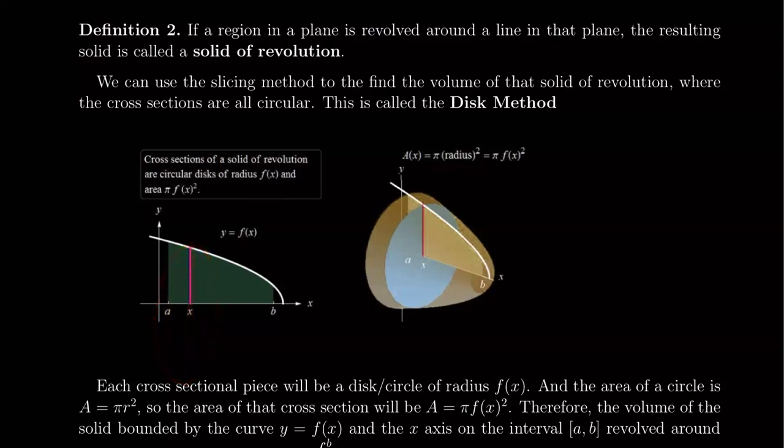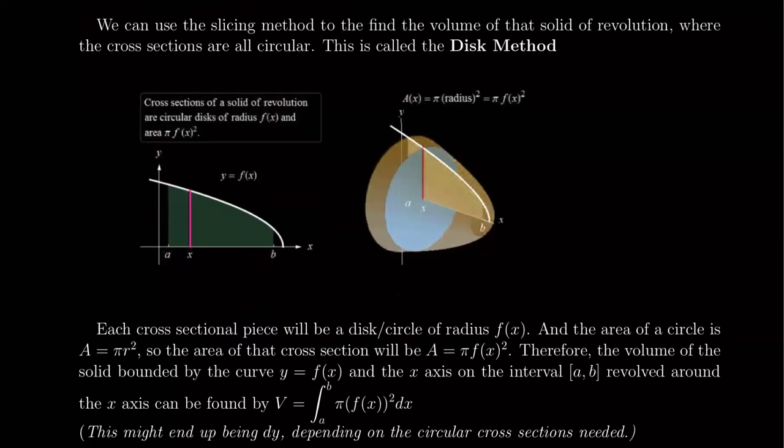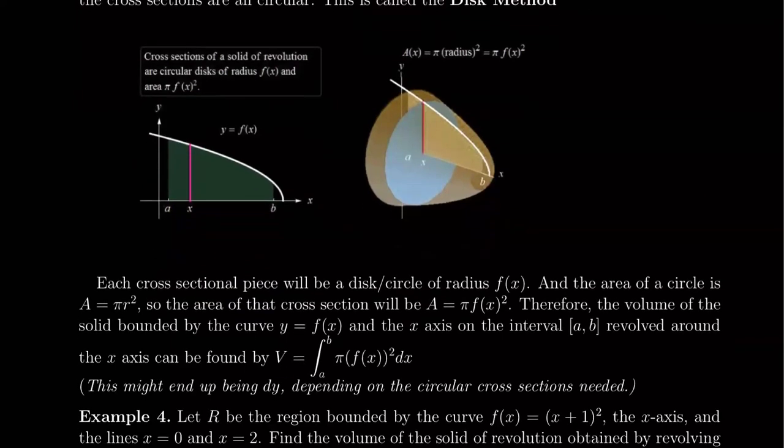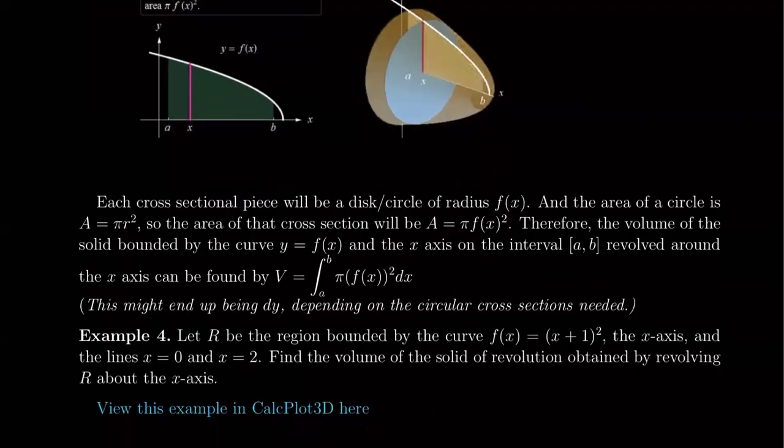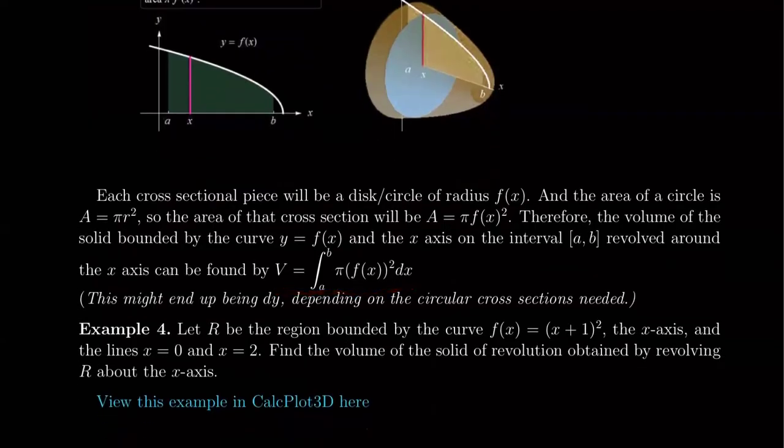Then I'm going to find the volume, and the volume will still be the integral of the area, which is why the volume is the integral of pi times the radius squared. It might end up being dy, depending upon your cross sections, and it'll all come from the picture. So the big thing you're going to want to focus on is the picture here. Each cross-sectional piece will be a disk or a circle of radius the y value, which is just f of x. The area of a circle is pi r squared. So now we know what our volume is going to be.